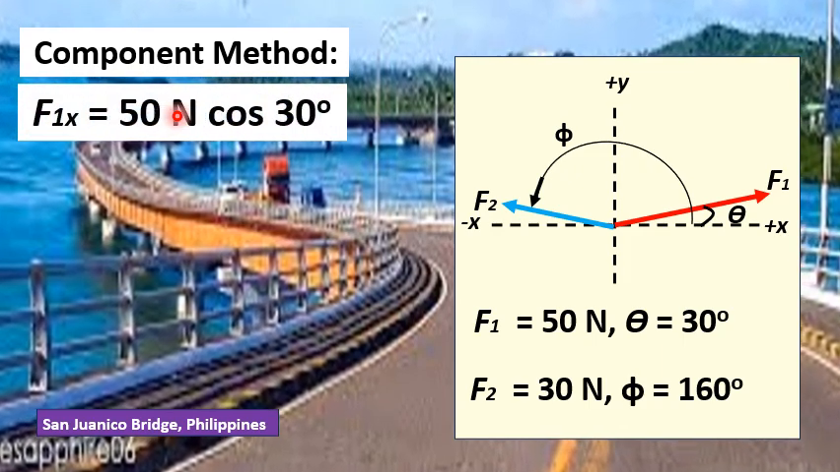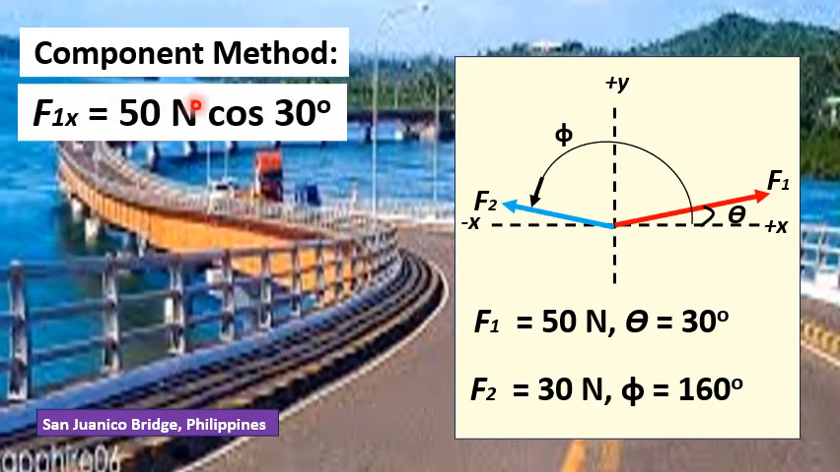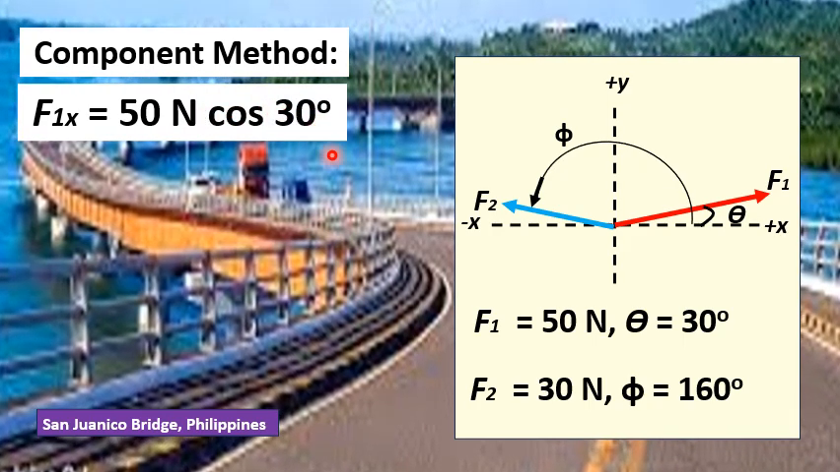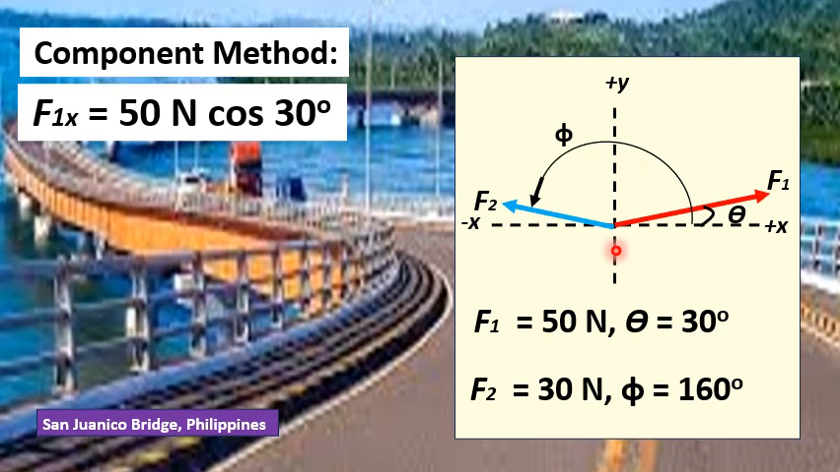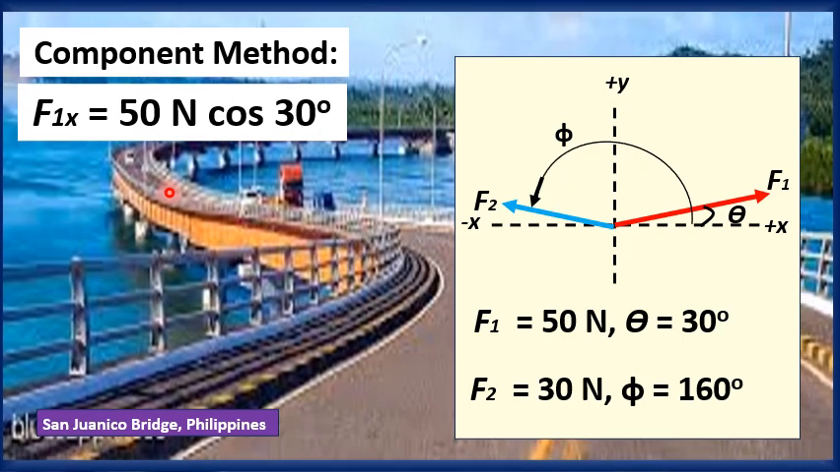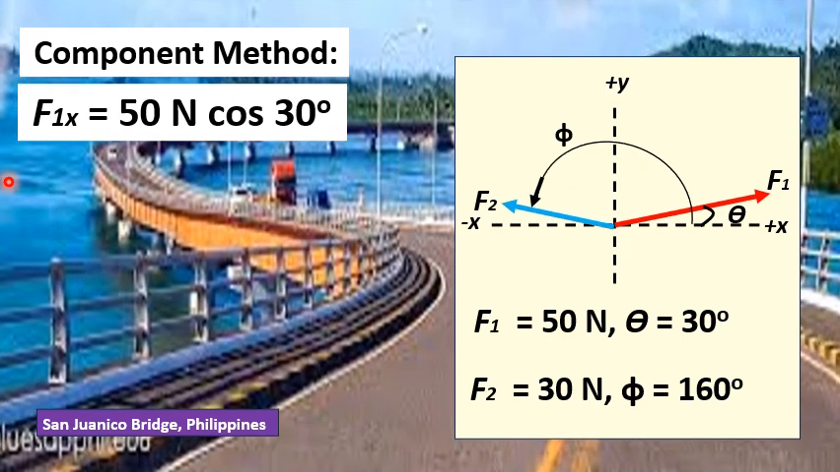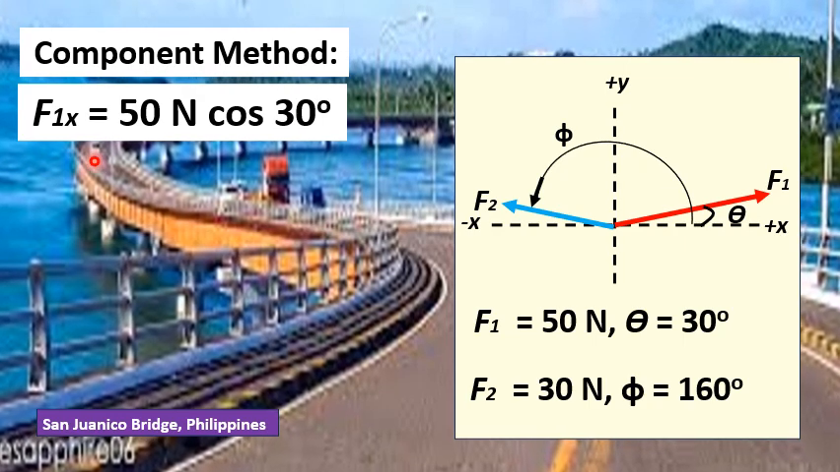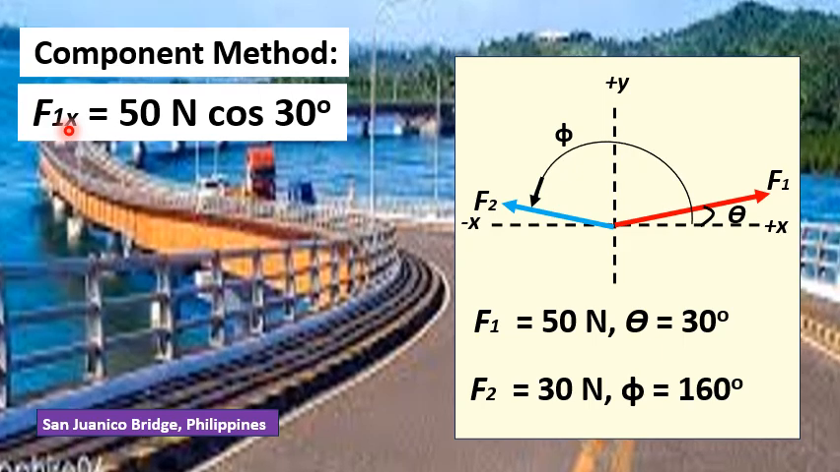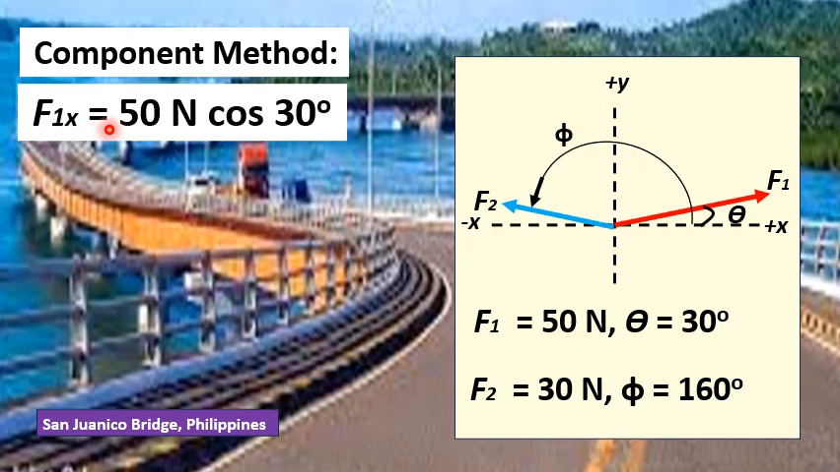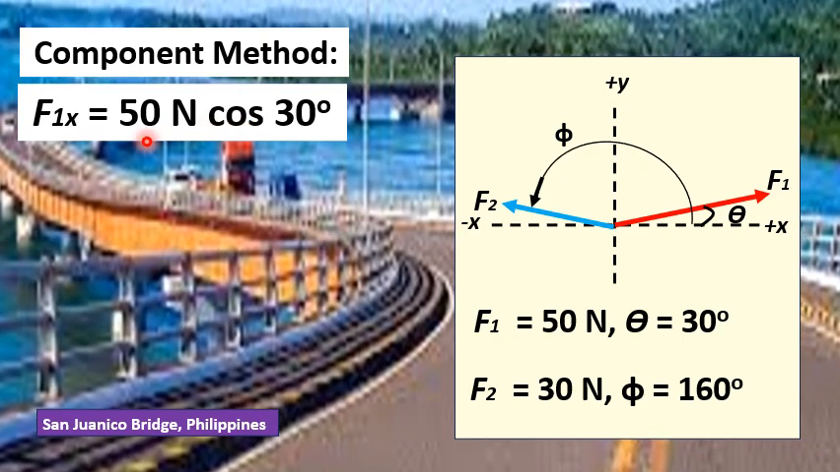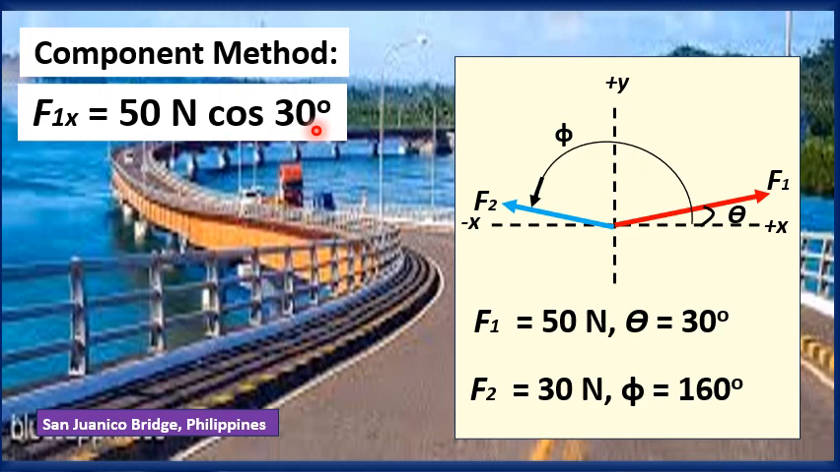To verify our answer, we use another method known as the component method of determining the resultant of two given concurrent and coplanar forces. All right, starting with finding the x component of the force F1. Right, so F1x, that's the x component of F1, is just getting the value of 50 newtons multiplied by cosine of the angle 30 degrees.